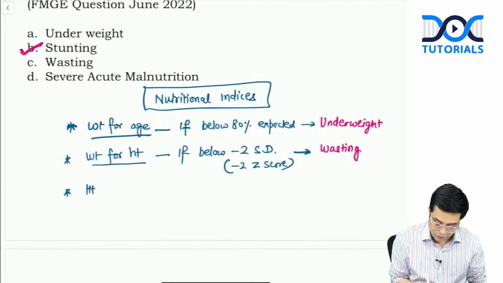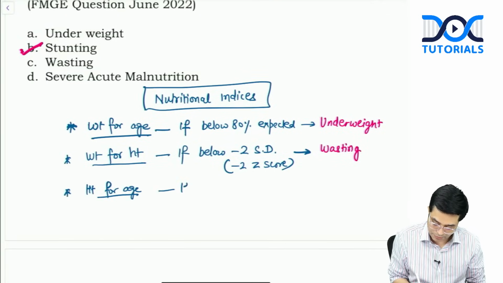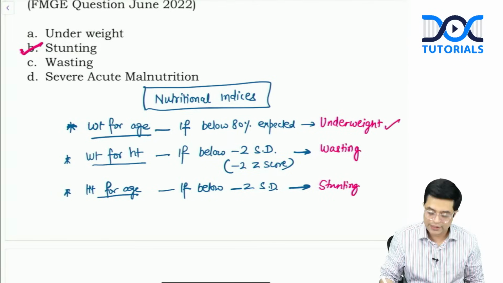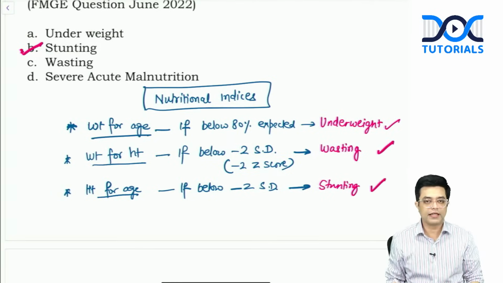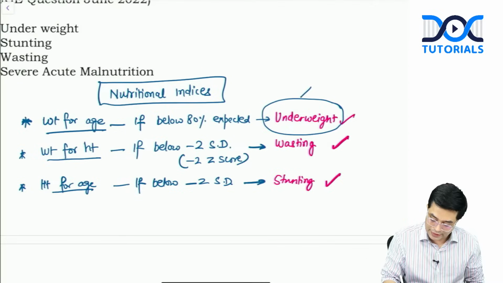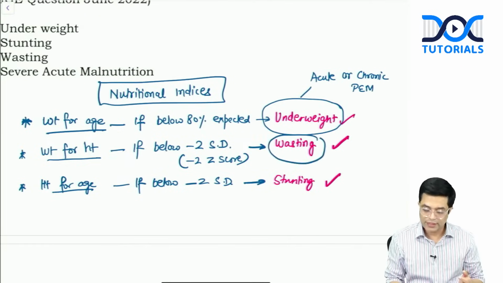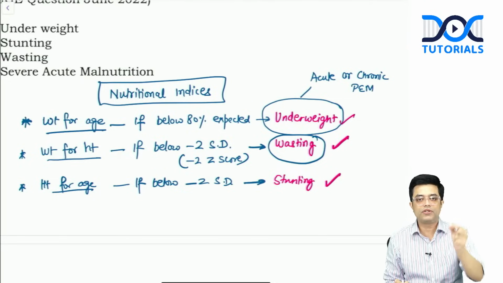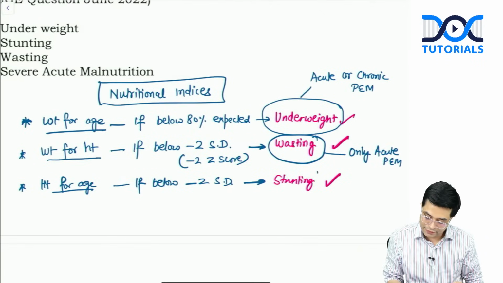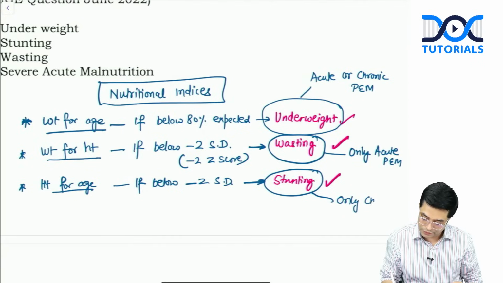The third parameter we follow is height for age. If height for age is below -2 standard deviation, we use the word stunting, and this is what this question is asking. So the definition of underweight can be asked, wasting can be asked, stunting can be asked. What is the interpretation? Remember that if the patient is underweight, it can either be acute or chronic malnutrition. If they say wasting, wasting is affected only in acute malnutrition. So wasting will indicate only acute malnutrition, and stunting will indicate only chronic malnutrition.